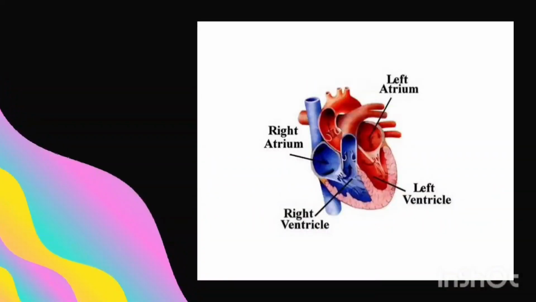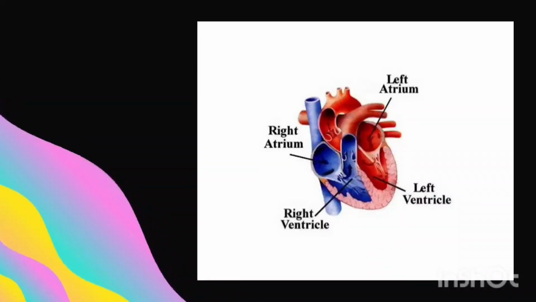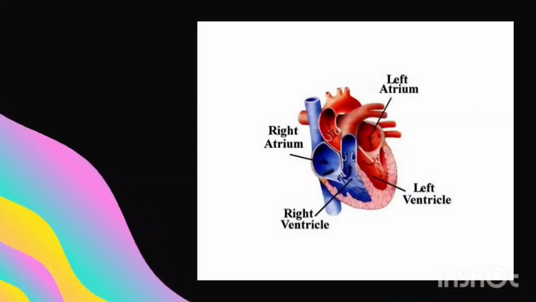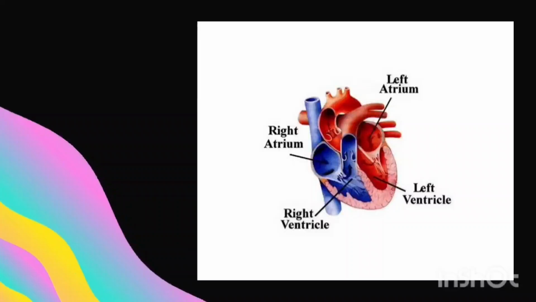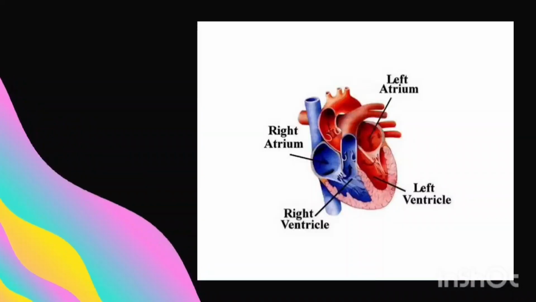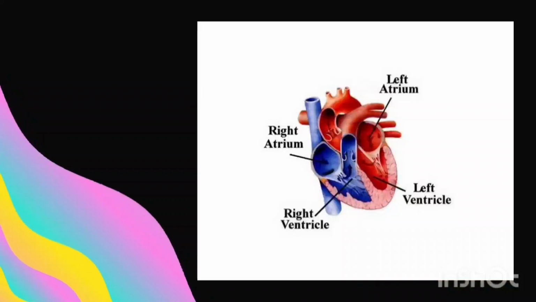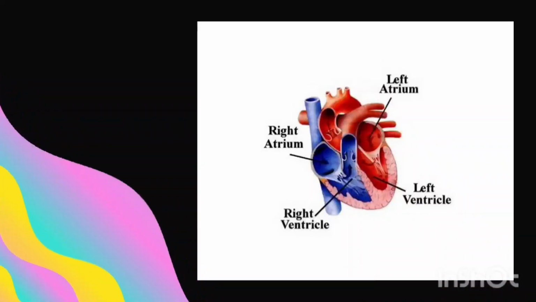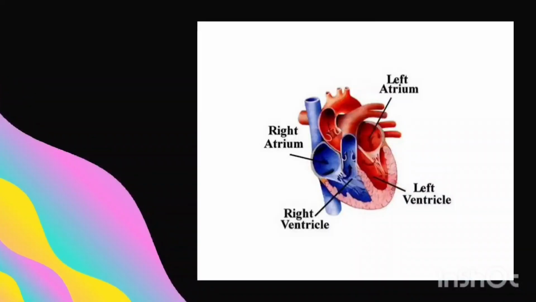The right atrium receives deoxygenated blood from the body through the superior vena cava, from the head and upper body, and the inferior vena cava, from the legs and lower torso. The left atrium receives oxygenated blood from the lungs through the pulmonary vein. The right ventricle receives deoxygenated blood as the right atrium contracts. The left ventricle receives oxygenated blood as the left atrium contracts.